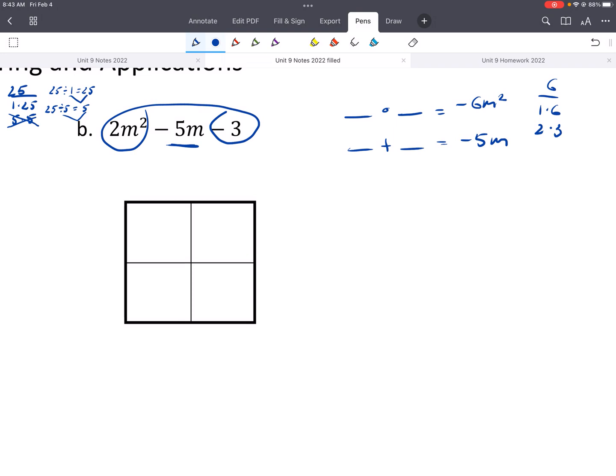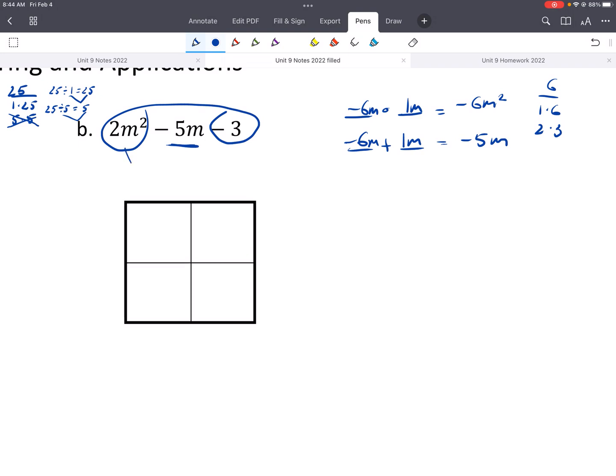So I think the only way you could make 5 with 2 and 3 would be if they were both positive. But then there's no way you could get that negative 6 when you multiply. So it's going to have to be negative 6m and a positive 1m. And that satisfies both of those for this puzzle. So you multiply, you get negative 6. You add, you get negative 5.